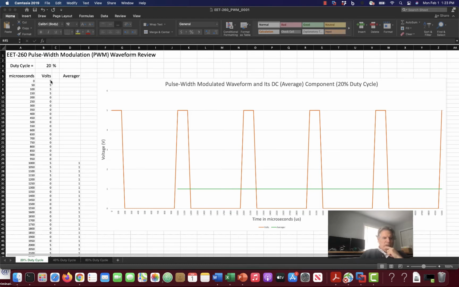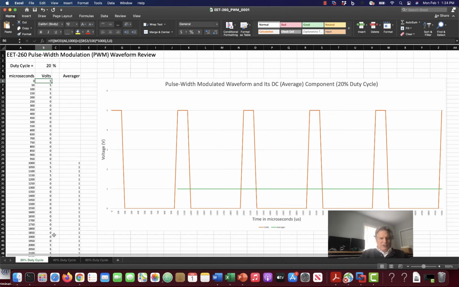value here. And I have made the duty cycle 20%, and I think I've got a fancy formula here which will actually be equal to 5 for the first fifth of any cycle, and then it'll be equal to 0 volts for the rest of the cycle, and then 5 for the first fifth, and 0 for the next 4/5. And you can see that graphed out here.